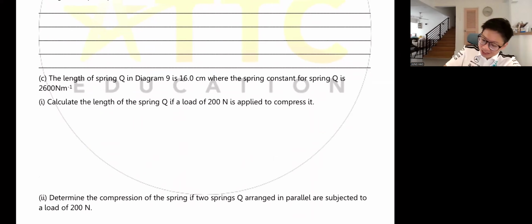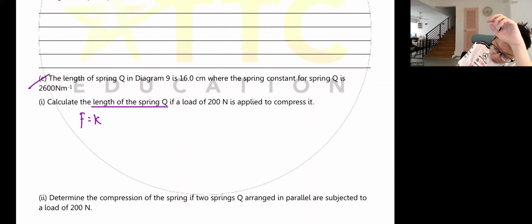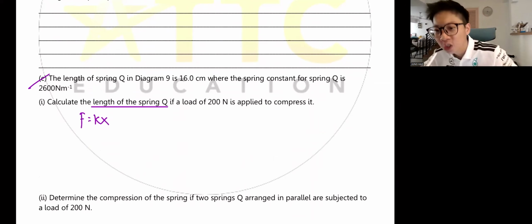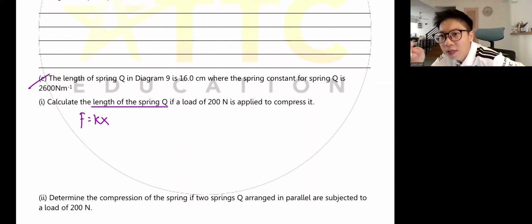Okay, I wanted to do this calculation. It's very, very interesting. You're supposed to calculate the length of spring Q. I give you the formula, F equals Kx. You only have one job right now: calculate this answer for me.